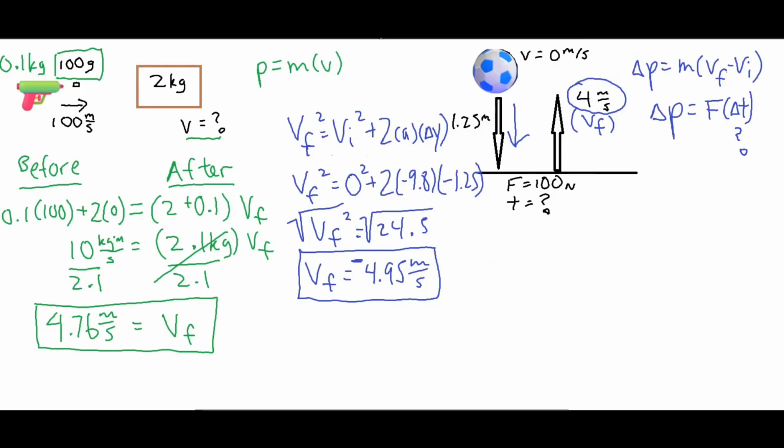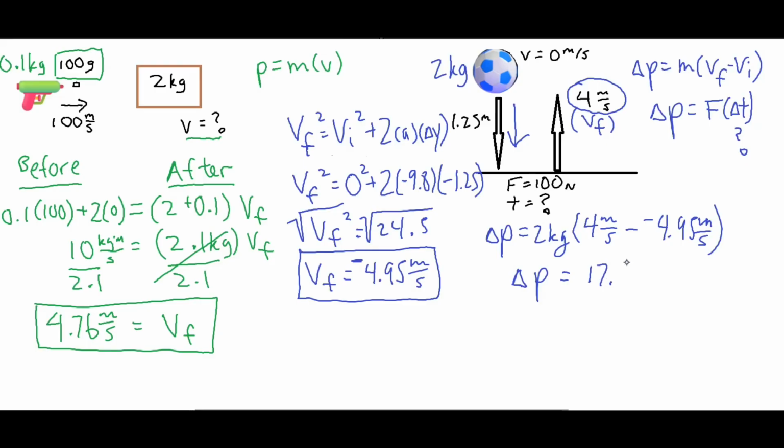All right, so we're going to use our first impulse formula and then find delta P. The mass of the ball is 2 kilograms. Whoops, that should have been in the initial part of the problem, but it's 2 kilograms times our final velocity, so it's bounced upward at 4, Vf minus Vi, and our Vi is negative 4.95, so we're basically adding those two. And then our impulse, or change in momentum, comes out to 17.9.